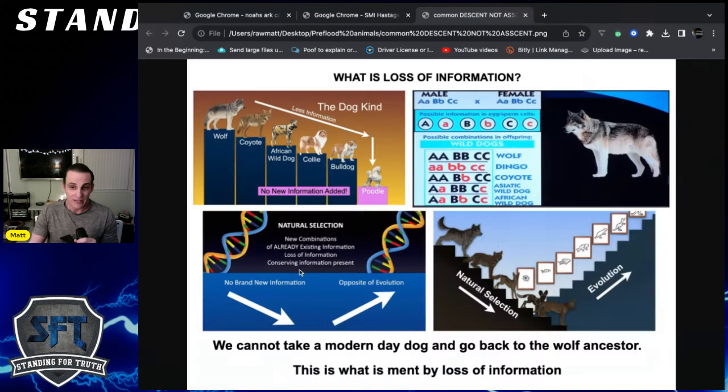So that being said, what is information loss? It's the idea that over time, as things speciate, they lose genetic information. And because of that, they can never regain it. You cannot take a poodle, a pug, or a chihuahua and ever re-scramble their genome and create a wolf again. Its ancestor is superior. And therefore, we see loss over time.